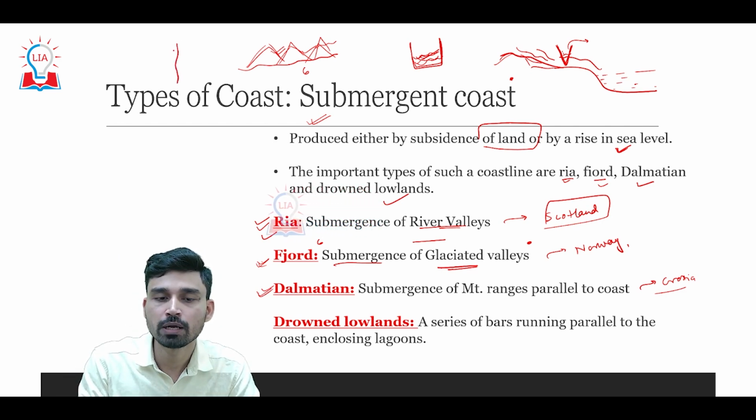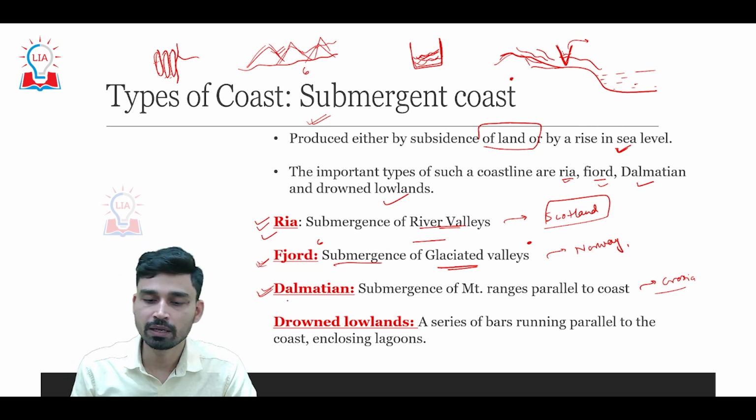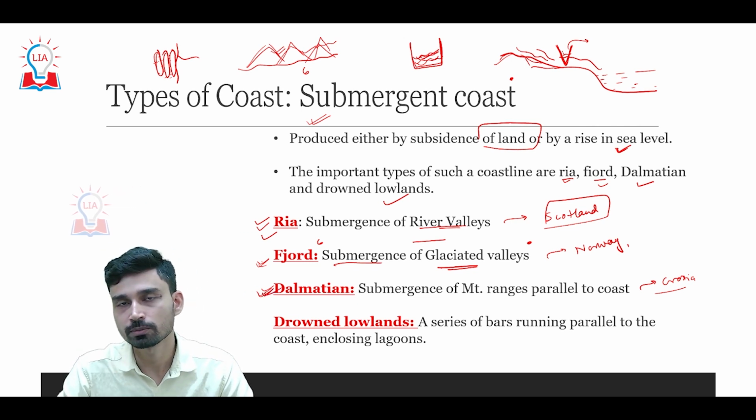And again, in simple terms, try to understand. Suppose this is our coast, and in this coast we have several different mountain ranges like this. And due to the rise of sea level, the valley area will be inundated, while the ridge region will remain above the sea surface. That is what leads to the development of the Dalmatian coast.